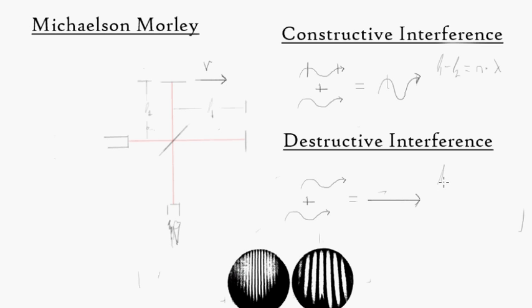Whereas if you have this same expression equal to 1/2 n times lambda, that means that they're in this orientation. You're going to have destructive interference. This is also sometimes written as (1/2 + n) times lambda. It's the exact same thing. It's just a different way to write this, since n can take any integer value.